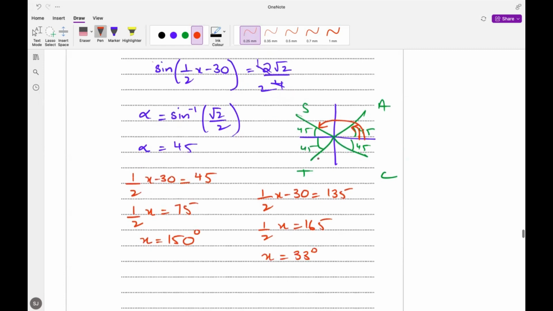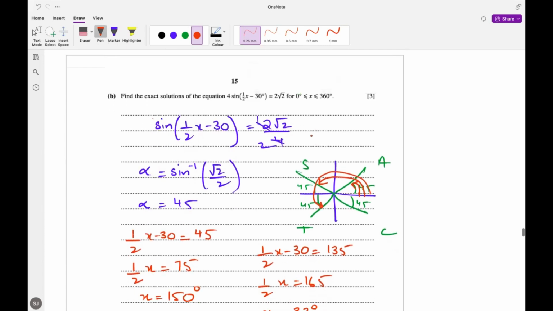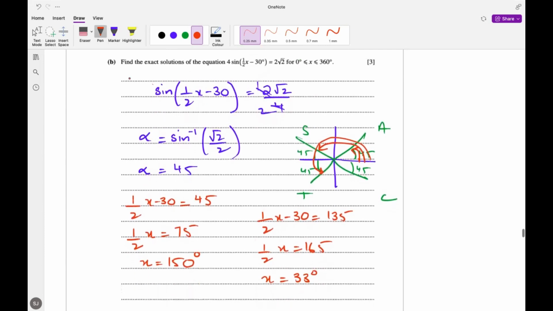Now, if we solve for the remaining angles, another angle we can use will be 180 plus 45, which is 225. But when we add 30 and multiply it by 2, it will go above 360, as x has to be between 0 and 360. So the two values of x will be 150 degrees and 330 degrees.